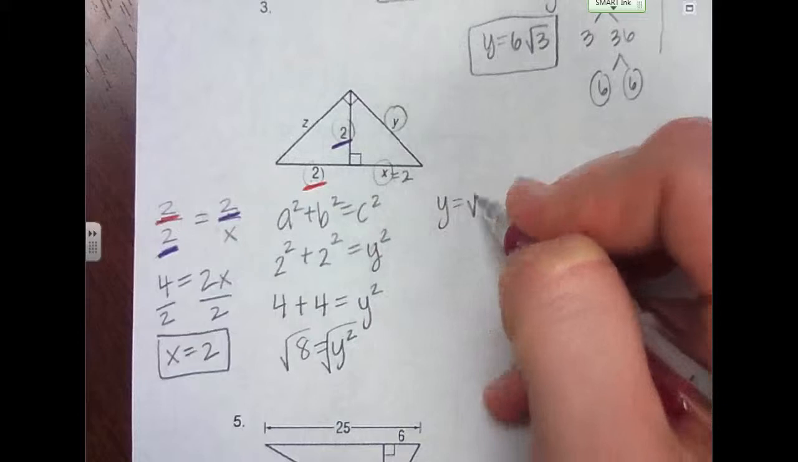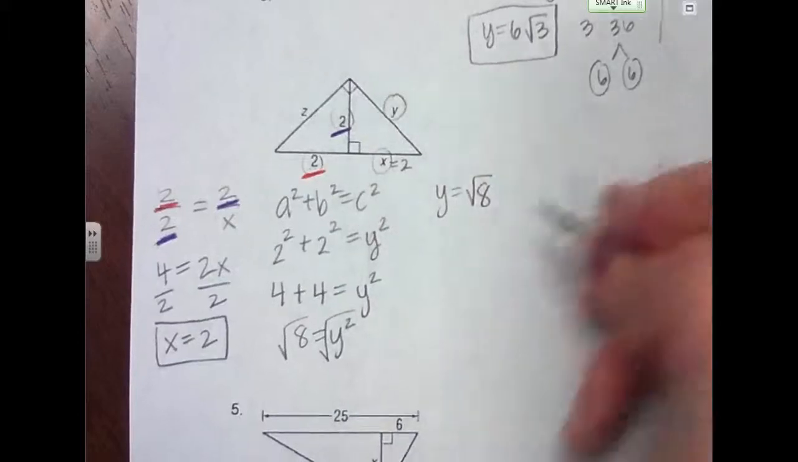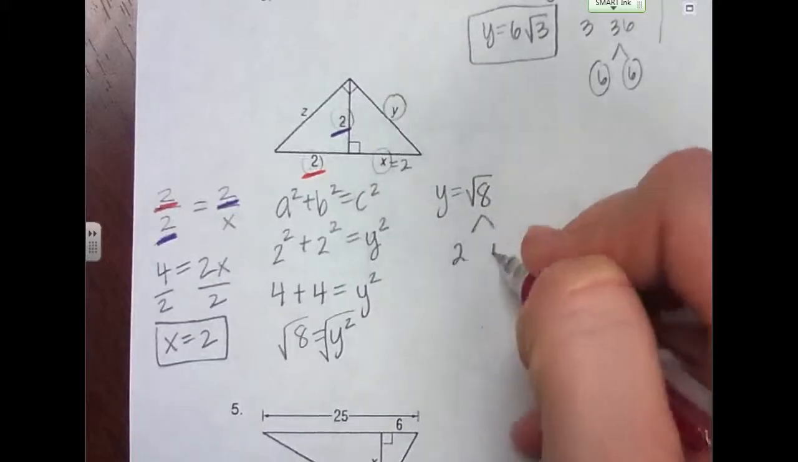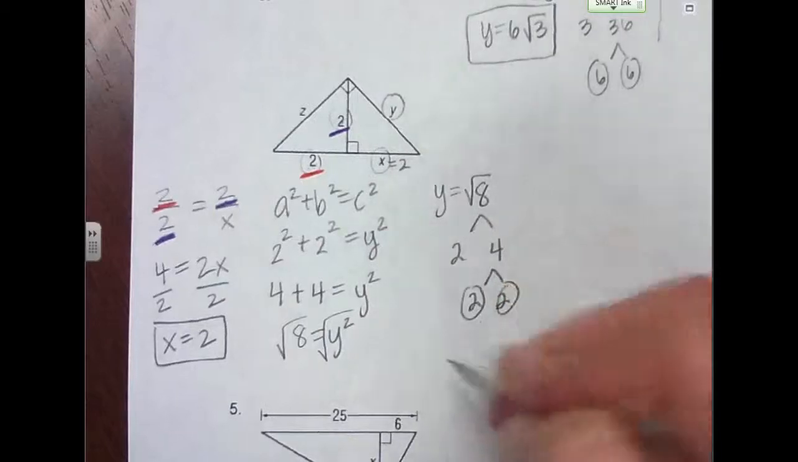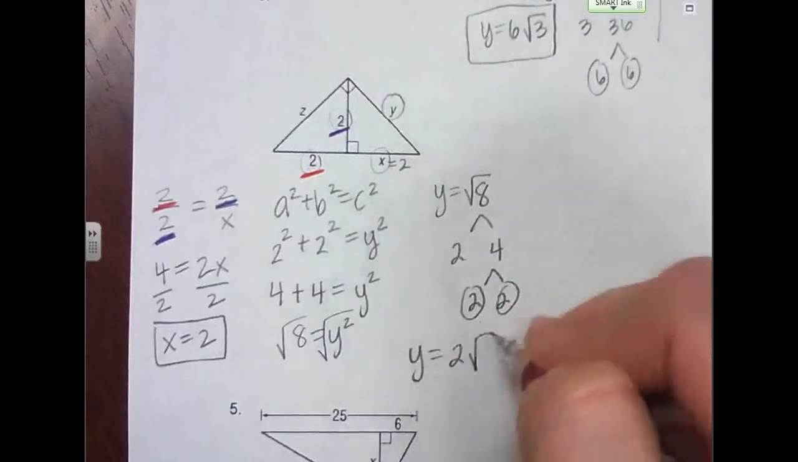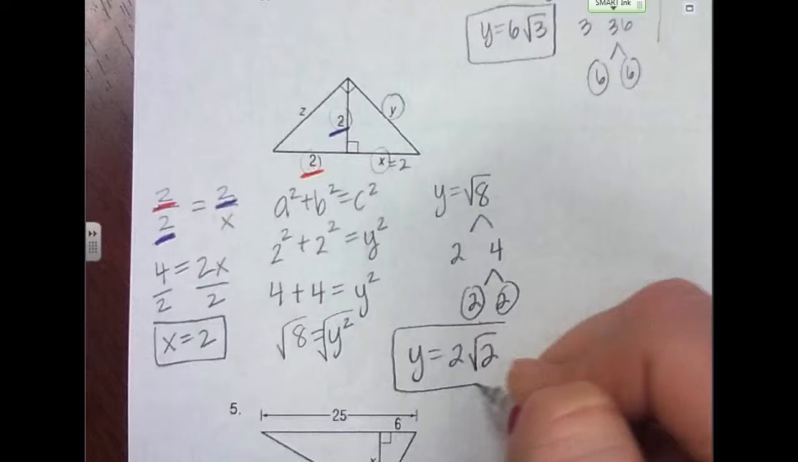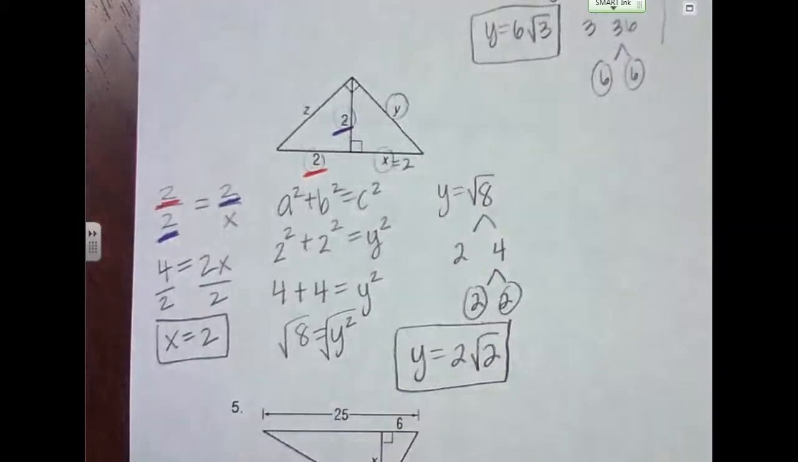So y equals the square root of 8, and we want to simplify that. 8 is 2 times 4. 4 is 2 times 2. So there's a pair of 2's, and then we have a square root of 2. So there's y.